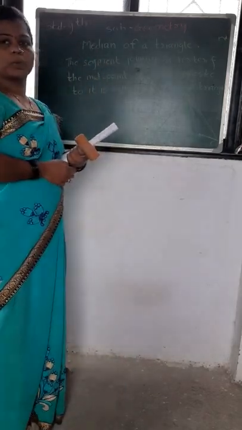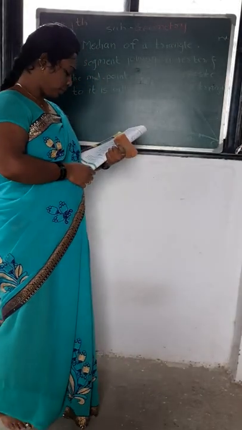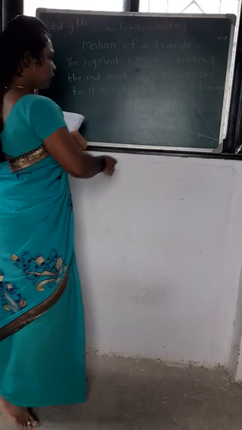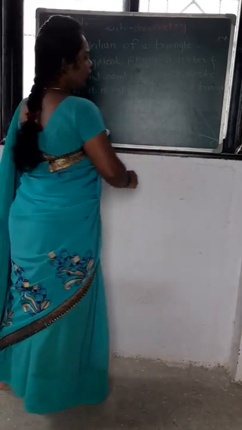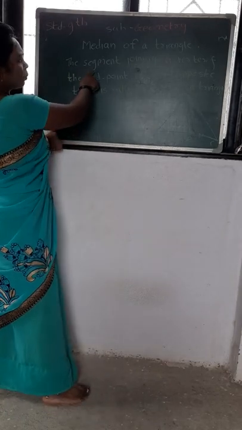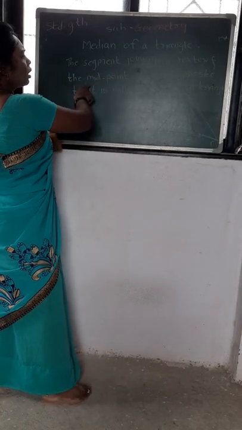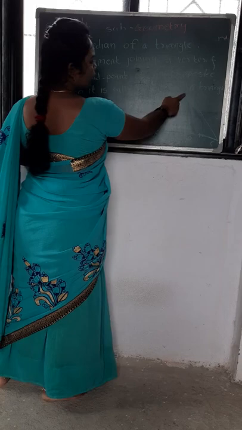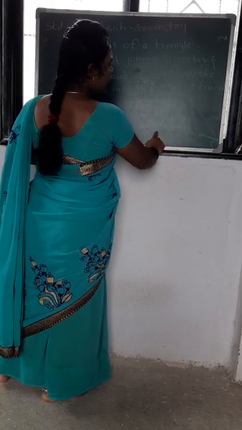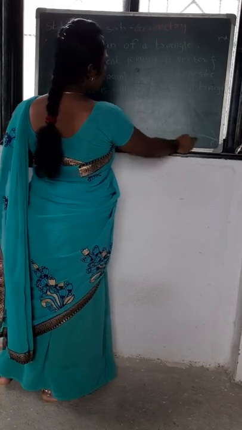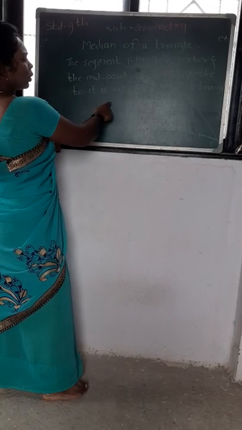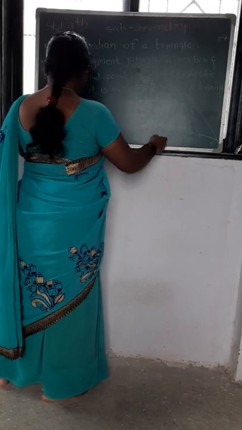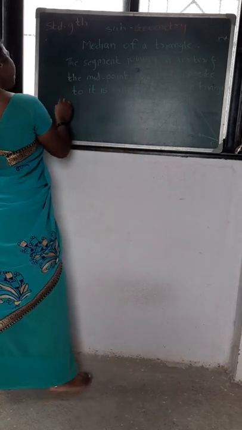Point D is the midpoint of side BC. Then segment AD is the median of triangle ABC. We have given that the segment joining a vertex and the midpoint of the side opposite to it is called a median. Then AD is a segment.